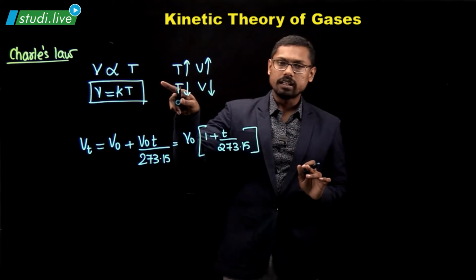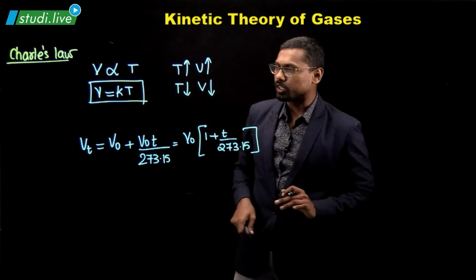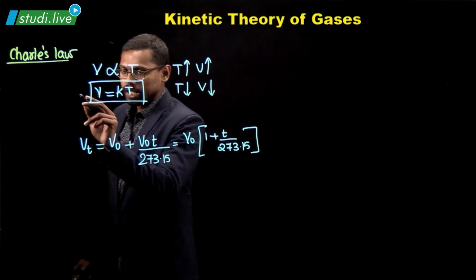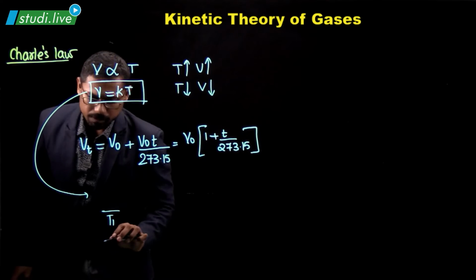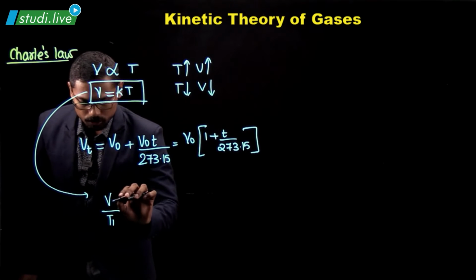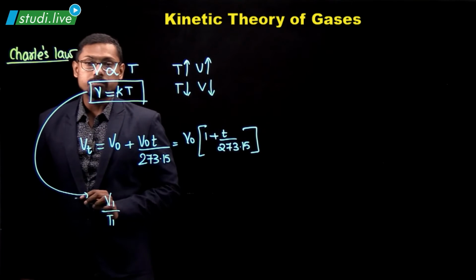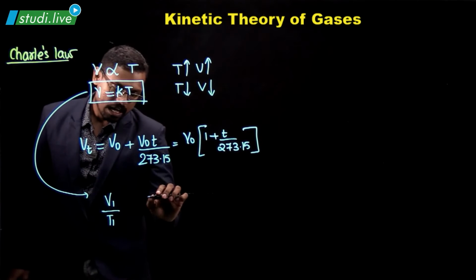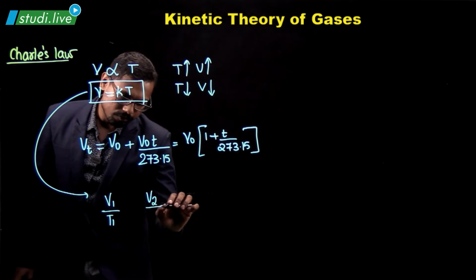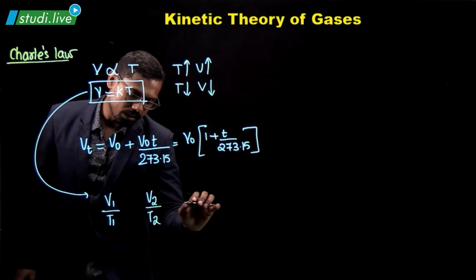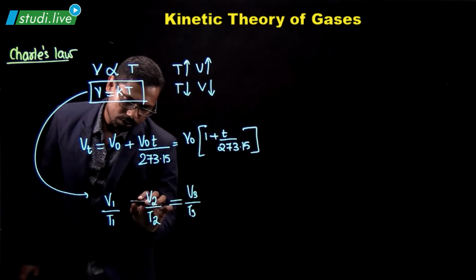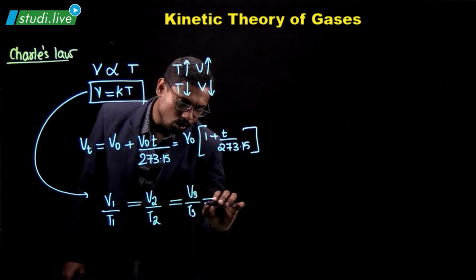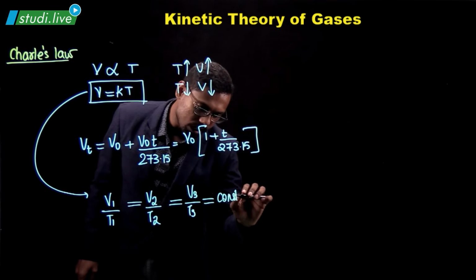Okay, let's again focus on this equation. V is directly proportional to T. If I decide to change my value of temperature, my value of volume also changes, thereby giving me a value V1 by T1. I also create a different temperature and a different volume. I change the temperature again, my volume changes, and it is observed that all of these ratios are constant.